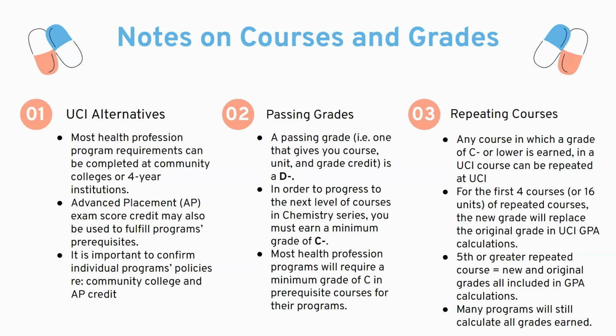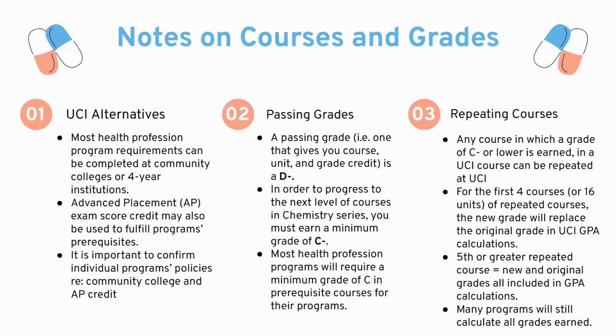Okay, so now that we've talked about courses, I want to go over some notes about those courses and grades and calculations. So we've gone over the basic requirements, but I'll start with point one and talk about UC alternatives. As I mentioned in the previous slide, if you're unable to get into the classes at UCI, it may be possible for you to take those requirements elsewhere. And I will say that most health profession program requirements can be completed at a community college or four-year institution or a combination of the two.